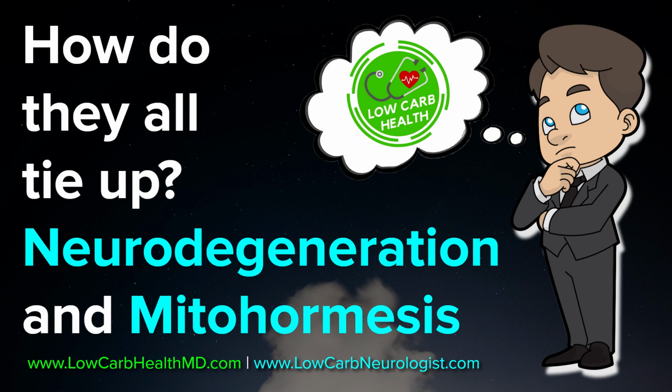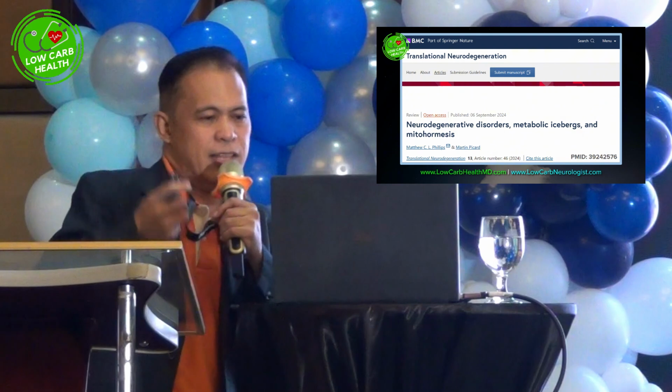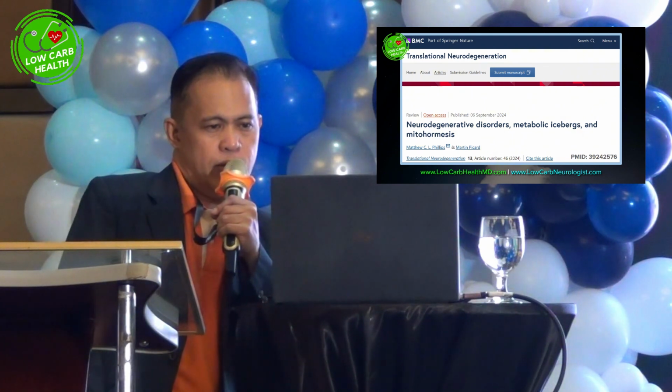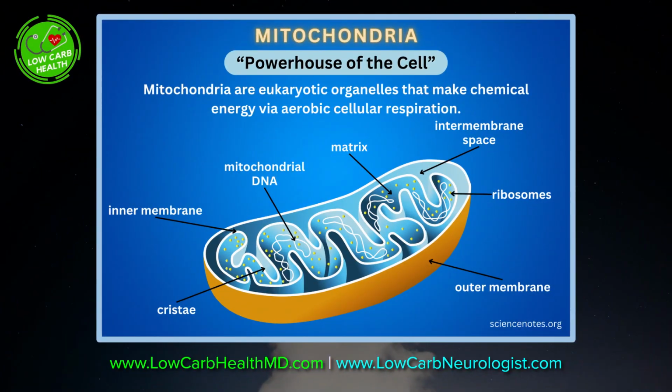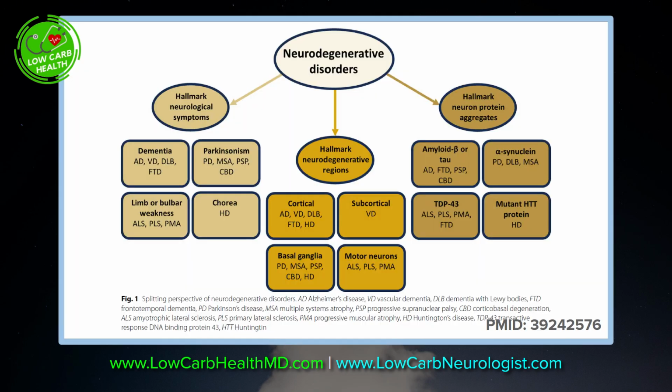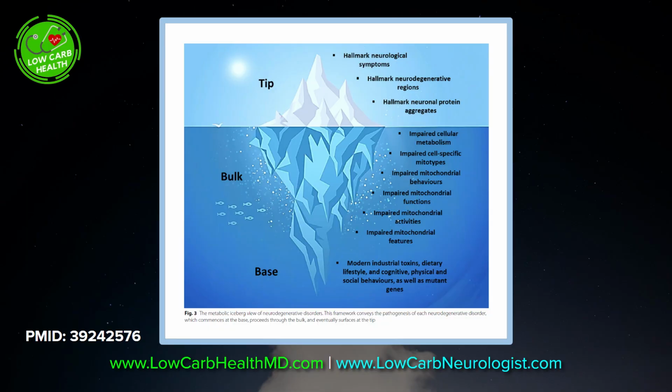So, mitohormesis. I think I'll not talk about this much anymore because it's kind of a difficult topic. But essentially, it talks about improving mitochondrial function so that eventually the mitochondria will improve. And this is applicable for neurodegenerative disorders. Okay. Because we are running out of time.